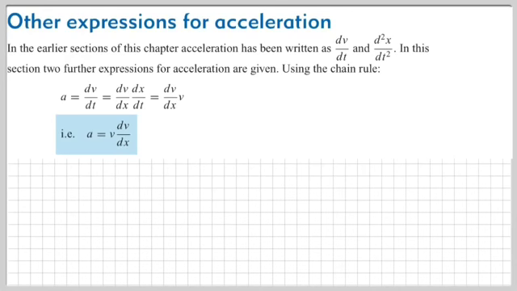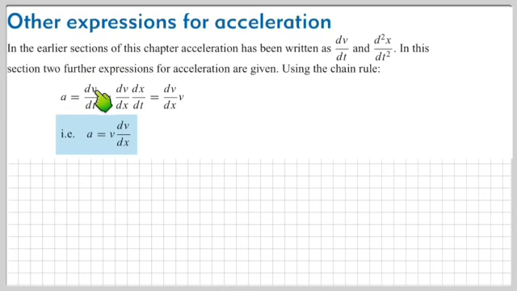They're really interesting actually. Now, you know, guys, that acceleration has always been written as dv dt because it is the derivative of velocity with respect to time, let's face it. And it's also the second derivative of displacement with respect to time. Okay, that's all done and dusted, and we understand that completely. Now, in this section, two further expressions for acceleration are given using the chain rule. Actually, they're quite marvellous the way they're derived. This is the first one.